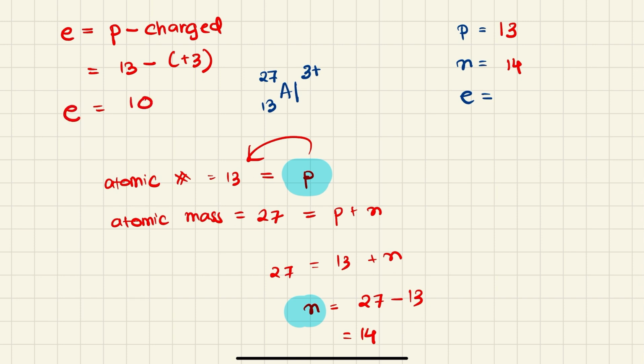So if you have a positive charge, that means you're going to have a lesser amount of electrons. And if you have a negative charge, that means you have more electrons. Which makes sense, because an electron is negatively charged. If you have fewer electrons than protons, it balances out to be more positive. If you have more electrons, it's going to be more negative. So in this case, we have electrons equals 10.